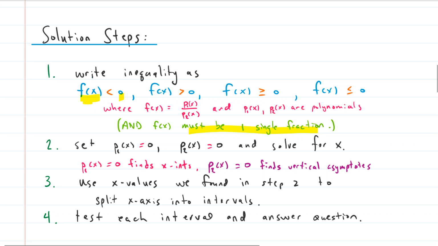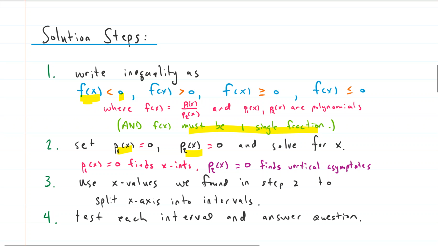So the next thing you do is set p1, the numerator, equal to 0, and then set p2, the denominator, equal to 0, and you solve for x in both of those instances. When you solve p1, the numerator, equal to 0, you find the x-intercepts. When you solve p2 equal to 0, that finds the vertical asymptotes.